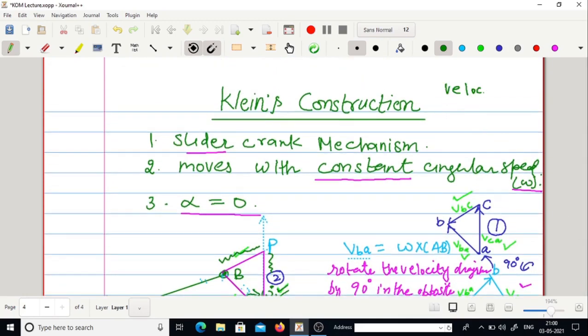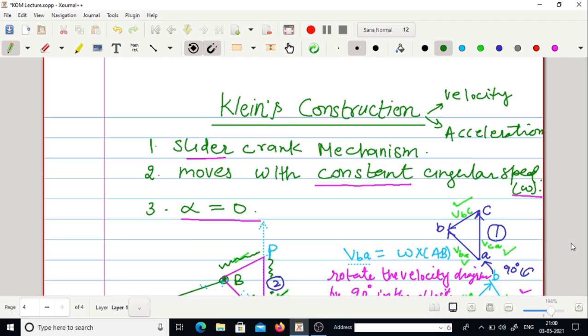In a similar way, we can also use Klein's construction to find out the acceleration of different points. This we will do in the next video.